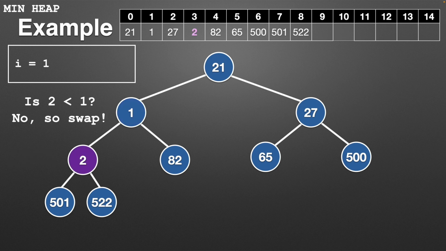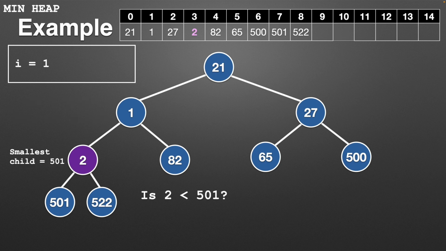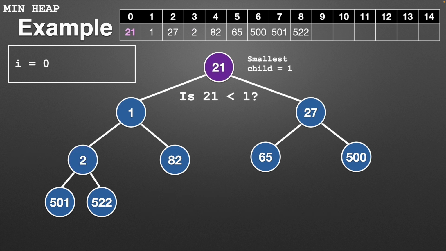And then what we need to do is check on 2, since we've moved it down here. And is 2 less than 501? And it is. So that's fine. So now we can decrement I for the last time. And that puts us at the root node.